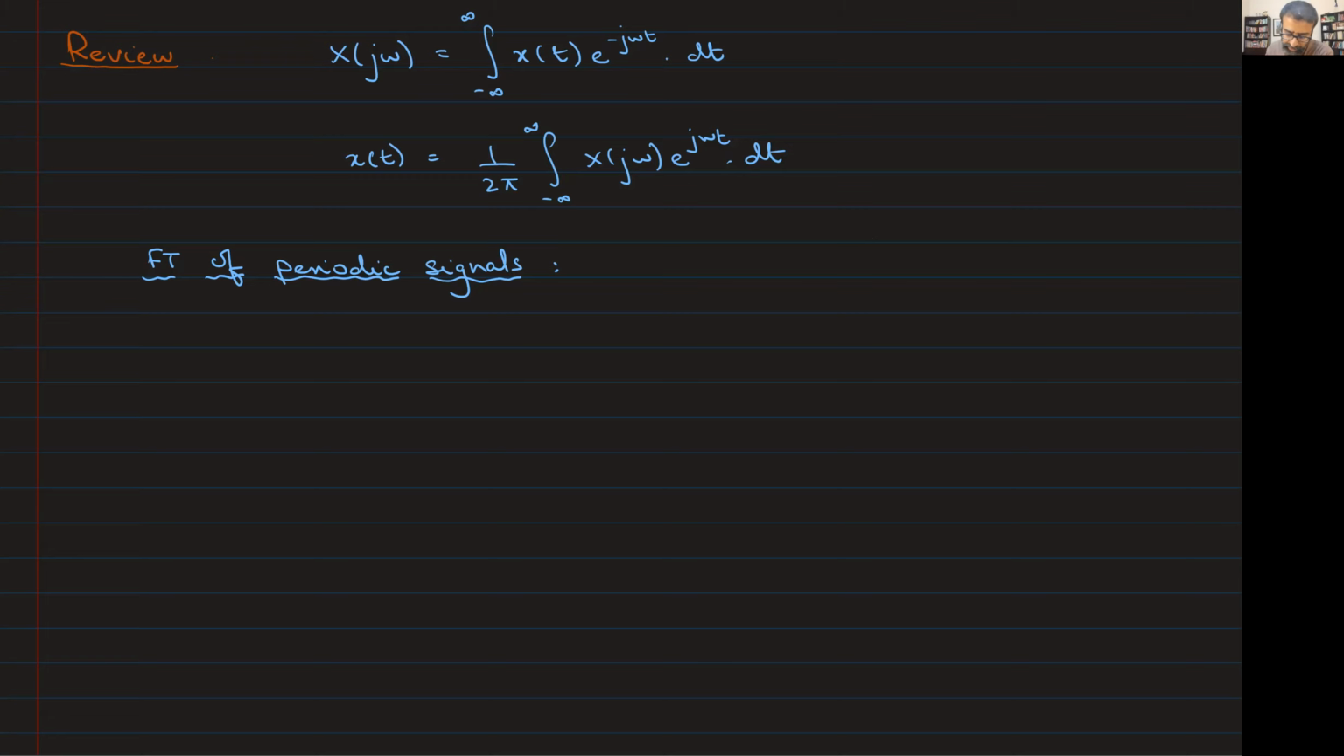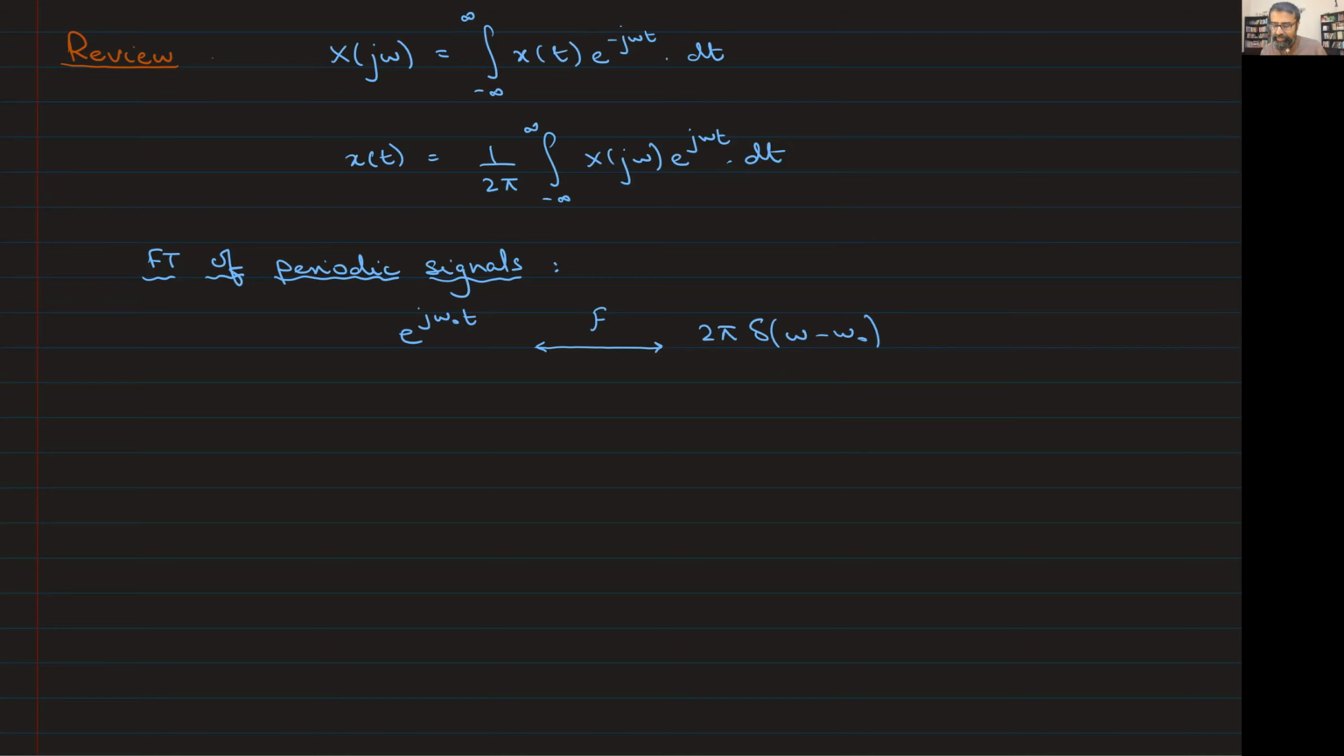For that, one of the things we concluded in the last lecture was that if I take a periodic exponential e raised to j omega naught t, and compute the Fourier transform, it turns out to be 2 pi delta of omega minus omega naught. We went about this in a reverse engineering fashion: we took this signal, found the inverse Fourier transform, and indeed it turned out to be e raised to j omega naught t.